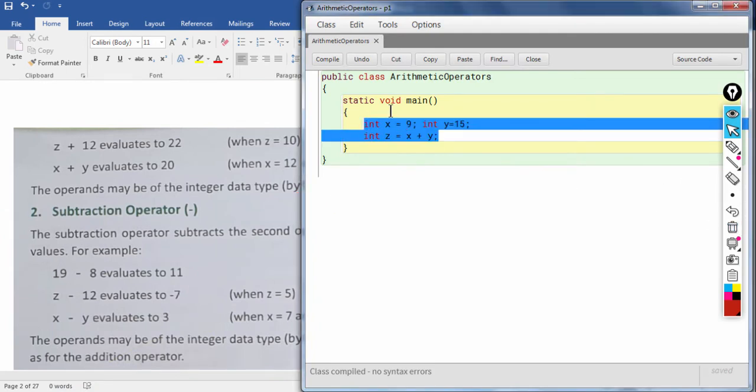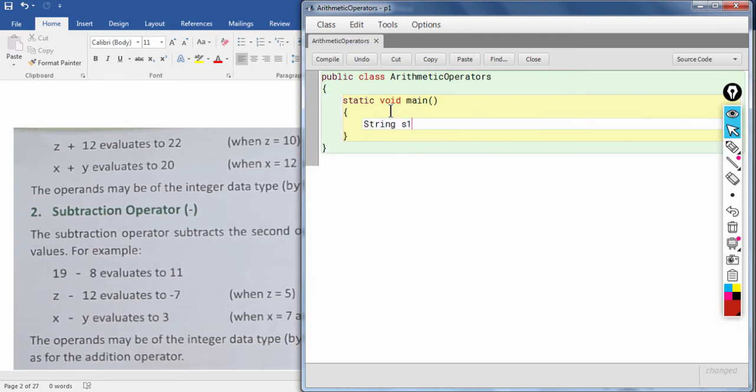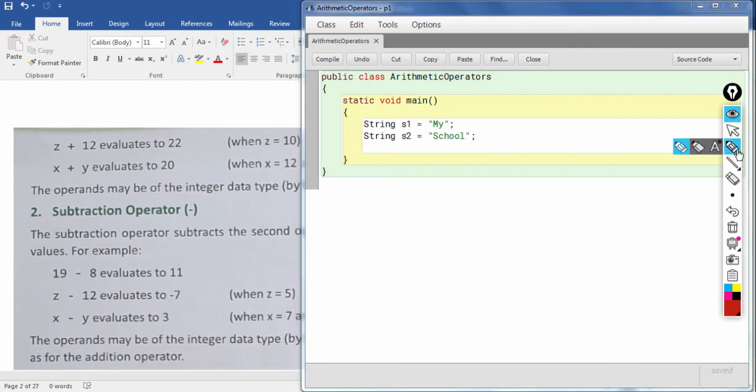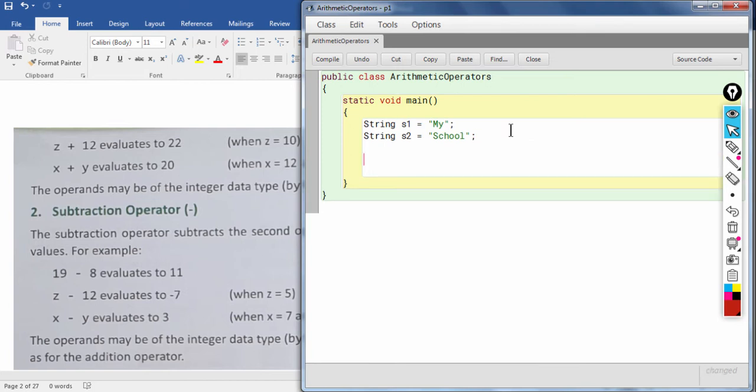let's make two strings here. String s1 is equal to my, and string s2 is equal to school. We have got two string variables s1 and s2. s1 is holding my and s2 is holding school. Now let's see how the plus operator can be applied to these strings.